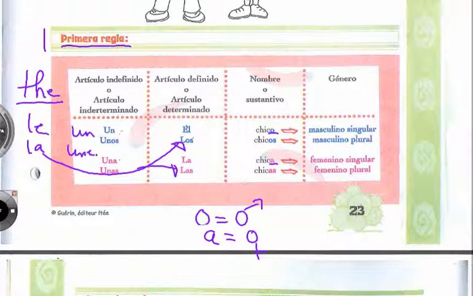So in Spanish, if I want to say a guy, I would say un chico, not un. That's French. I would say un chico. If I wanted to say some guys, I would say unos chicos. A girl, una chica. Some girls, unas chicas. Got that?